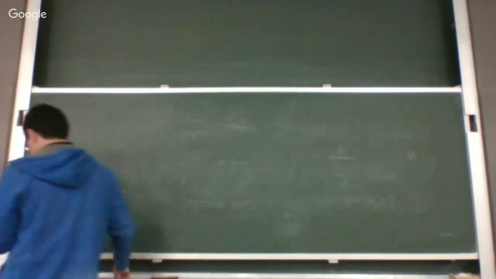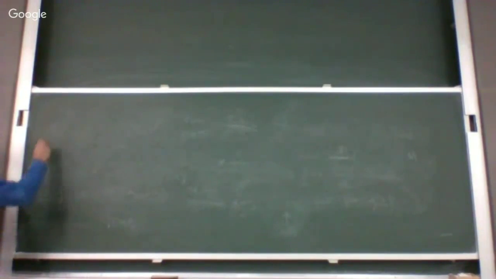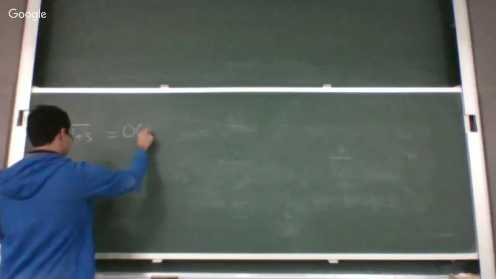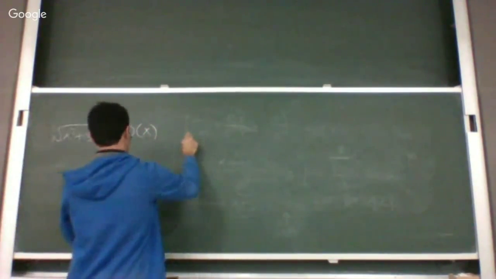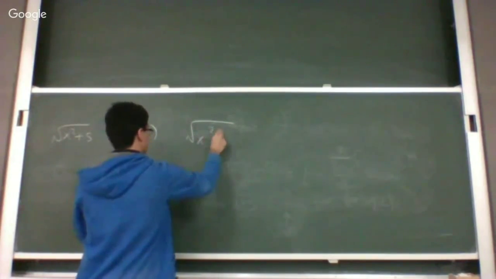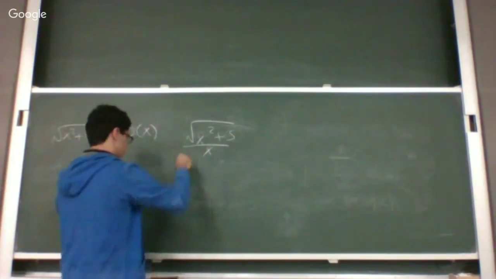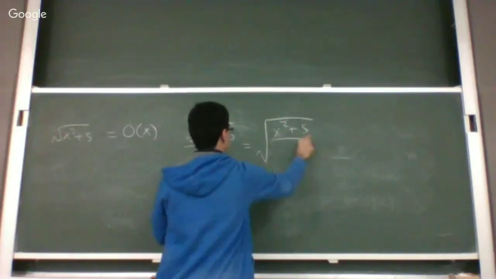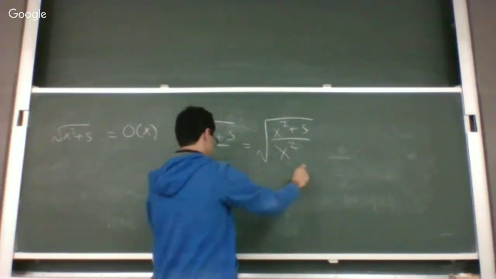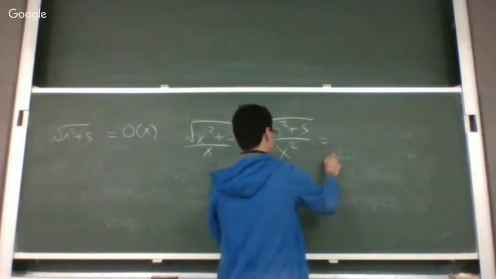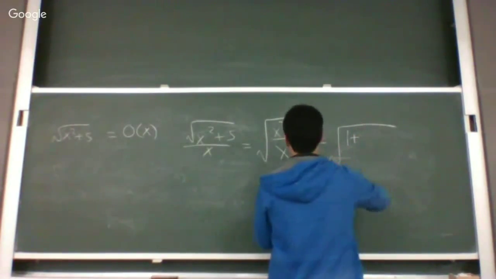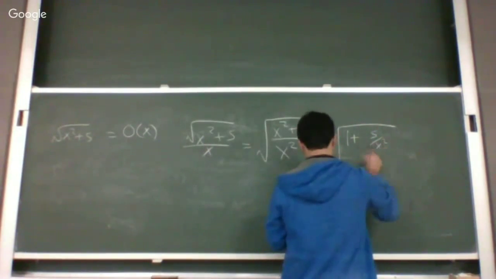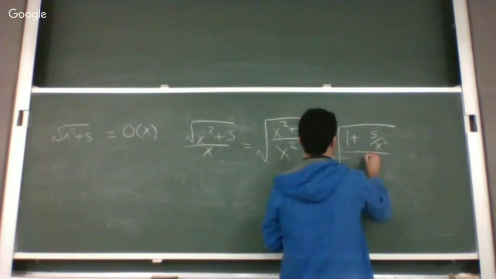And then the very last one. Square root of x squared plus 5 equals big O of x. So if we're doing big O, we just do f of x over g of x, the square root of x squared plus 5 divided by x. Bringing x squared into the parentheses, we have x squared plus 5 divided by x squared. That is equal to the square root of 1 plus 5 divided by x squared, divided by 1.